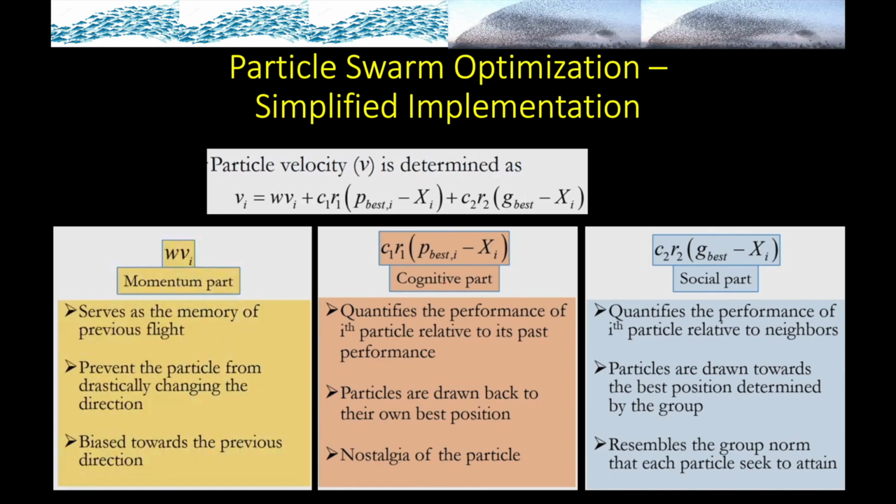The final part is of course the social part, which is the global memory of the system and how the overall system should behave. So the social part pulls towards that, and we'll see in later examples. Maybe I'll give a small demo as well in the next slide, where I'll talk about how these three terms are added up and how this movement actually happens.